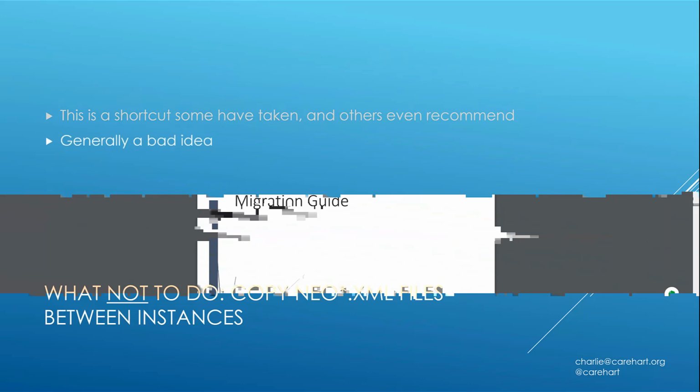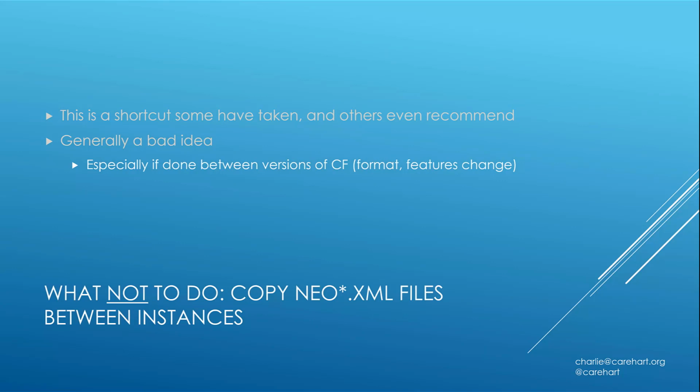Now, before I move off of the topic of migration, I want to tell you what you should not do. People have been doing it, or telling other people to do it, for years. Don't copy the Neo XML files from one instance to another. I'm just saying it's generally a bad idea, especially between versions of CF, like from 11 to 2018. The format of the XML could have changed. The arguments inside of it could have changed. The features in the version of CF could have changed.